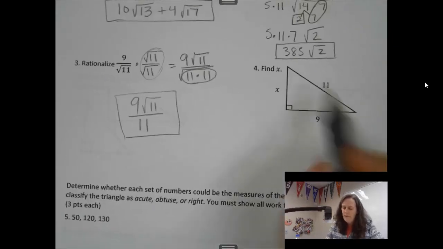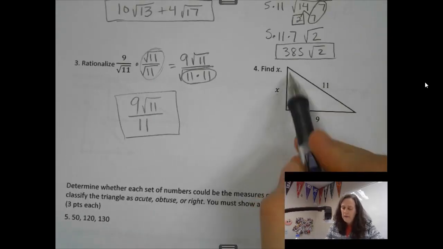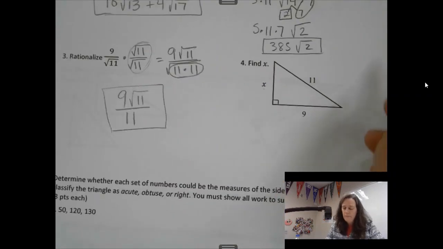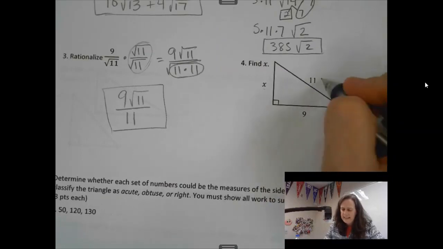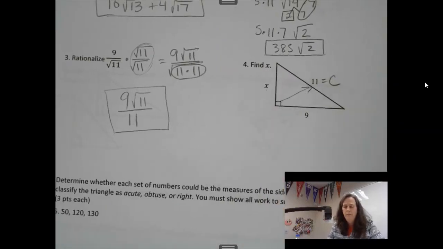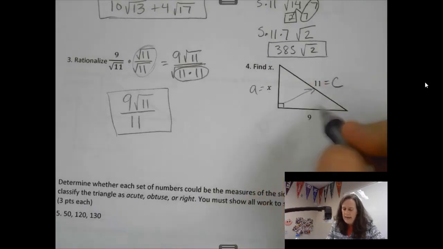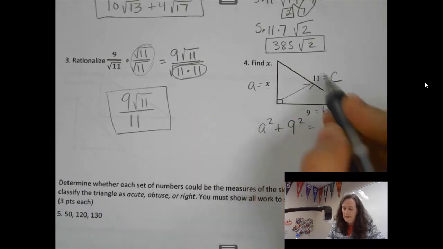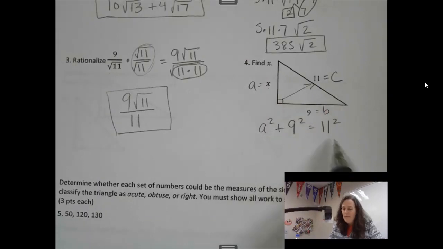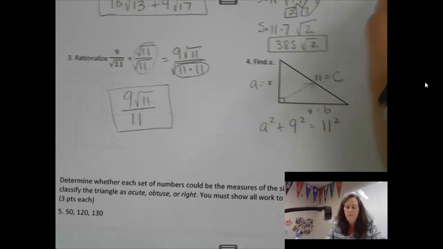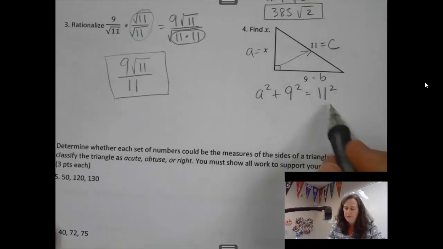All right, next one, find x. All right, this looks like a right triangle, so we can use Pythagorean theorem. We have to figure out which side is C. It's always that side opposite the right angle. So let's call this guy A, this guy B. We'll say A squared plus 9 squared equals 11 squared. Make sure you got your hypotenuse all alone on one side. That's important. Won't get the right answer if you don't.